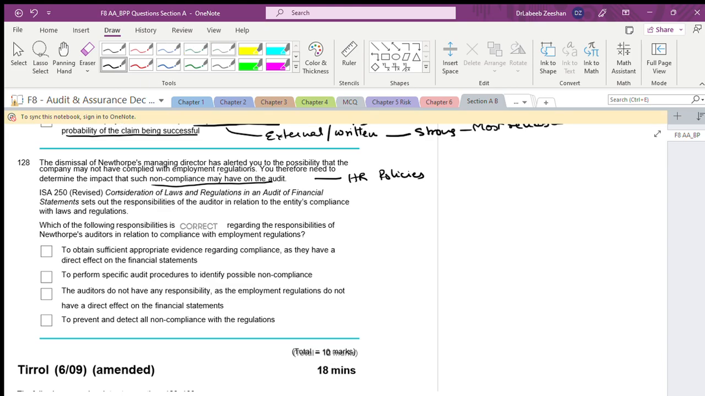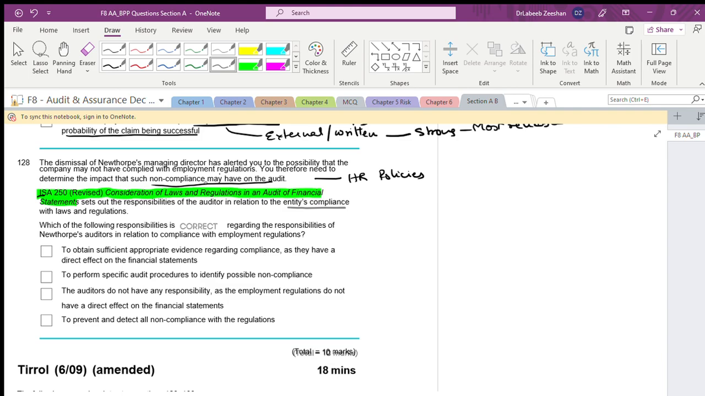Very important. ISA 250. What does it say? ISA 250 (Revised), Consideration of Laws and Regulations in an Audit of Financial Statements, says what is the responsibility of the auditor in relation to compliance. What is the responsibility of the auditor in relation to compliance?